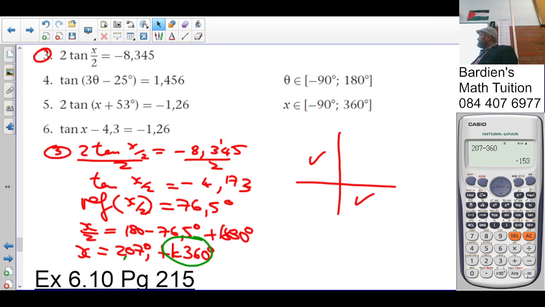Alright, people, enjoy the rest of your day. For homework, I would like you to do 6.10 on page 2.15. You do the remaining sums. During tomorrow's lesson, I'm going to look at number 5 as well. Alright.